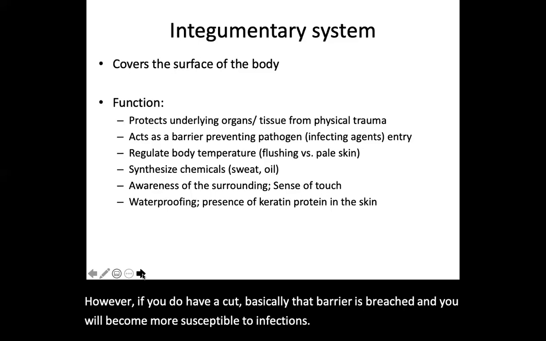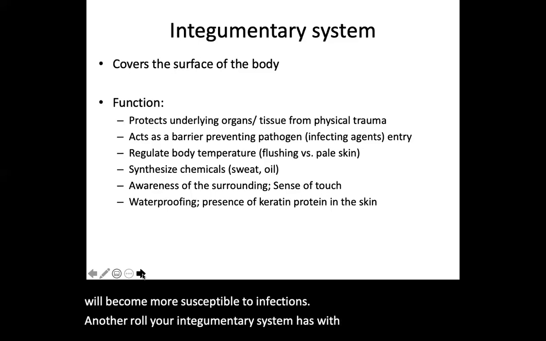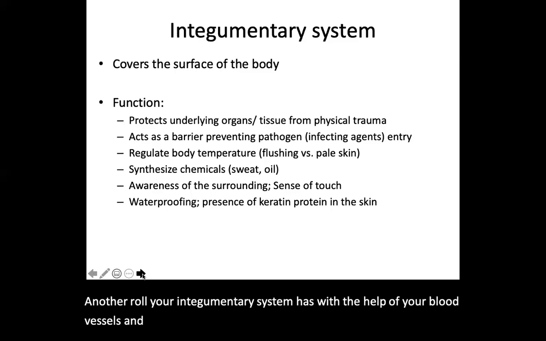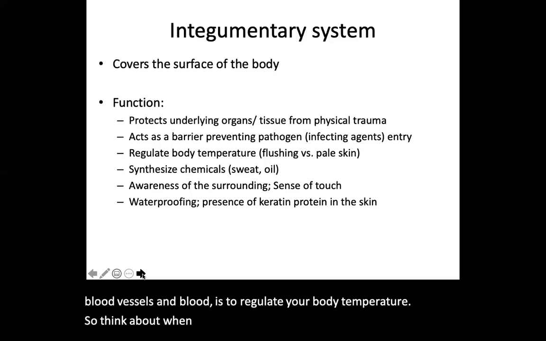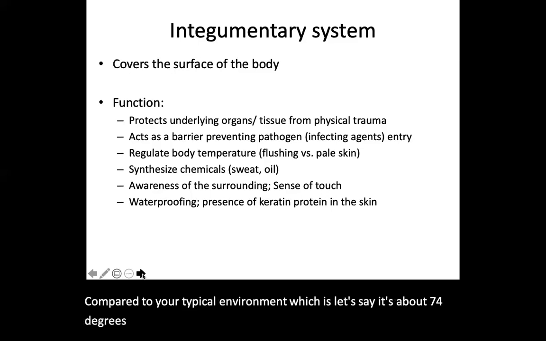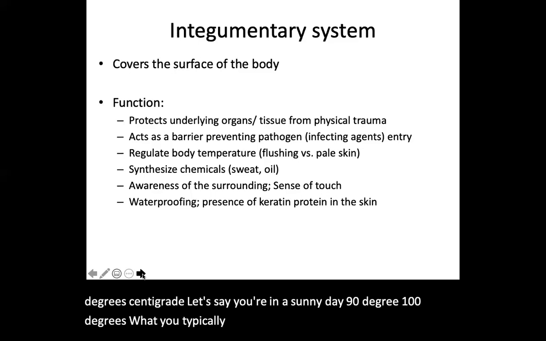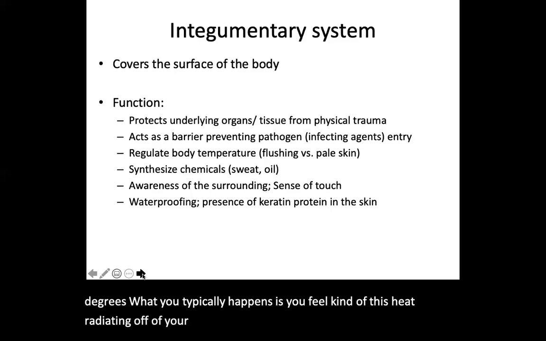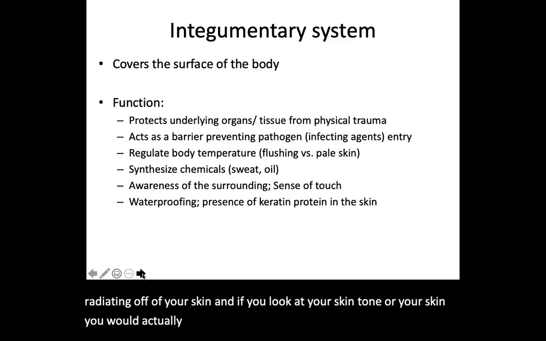Another role your integumentary system has, with the help of your blood vessels and blood, is to regulate your body temperature. Think about when you are hot compared to your typical environment, which is, let's say, about 74 degrees. Let's say you're in a sunny day, 90 degrees, 100 degrees. What you typically see is you feel heat radiating off of your skin, and if you look at your skin, you would see a red glow on your skin.